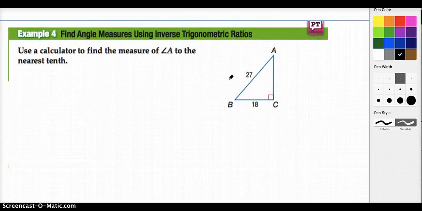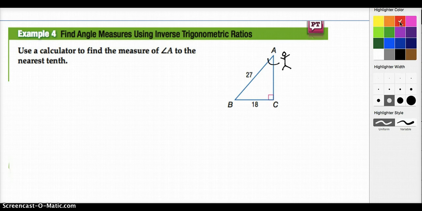So let's check this out. Here in example 4, we're going to find the angle measure using inverse trigonometric ratios. Again, we use what we got to get what we want. We're supposed to find angle A. So here's angle A. Technically, I'd be standing up here at angle A. And so I see that I'm given these two lengths here. I'm given this side and this side. I've got to use what I've got, these two sides, to get what I want, angle A.